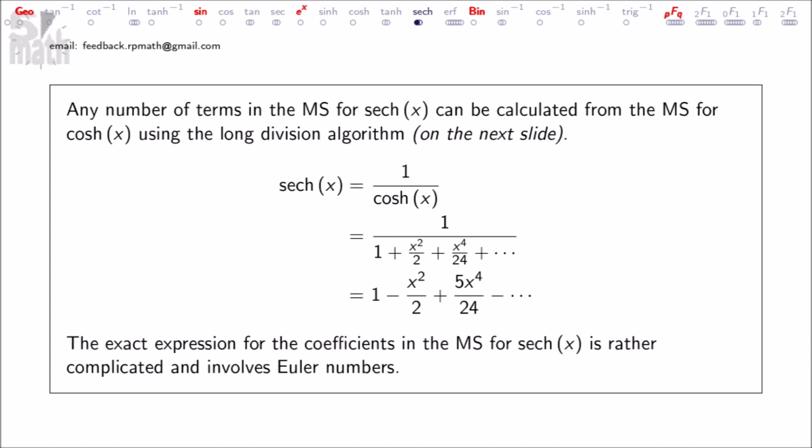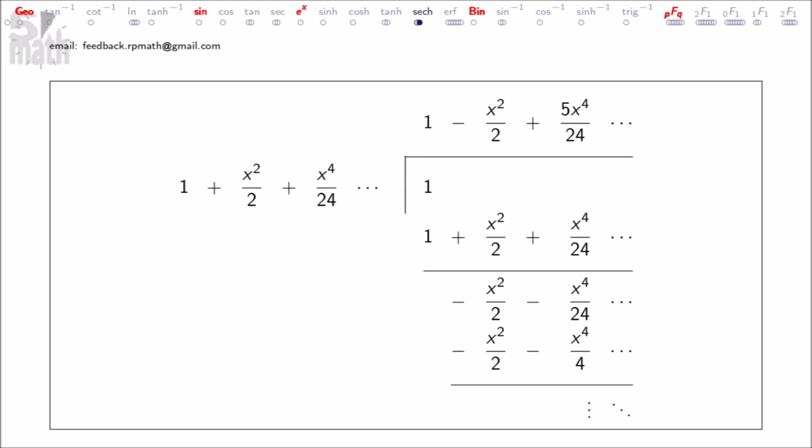Any number of terms in the Maclaurin series for hyperbolic secant can be calculated from the Maclaurin series for hyperbolic cosine using the long division algorithm. The exact expression for the coefficients in the Maclaurin series for hyperbolic secant is rather complicated and involves Euler numbers. Using the long division algorithm.